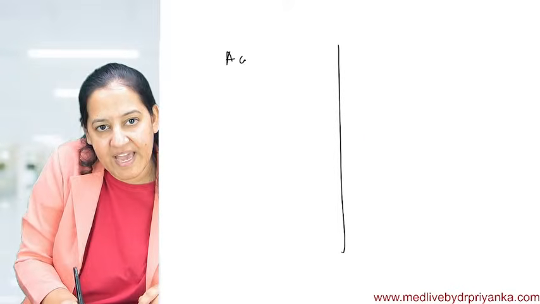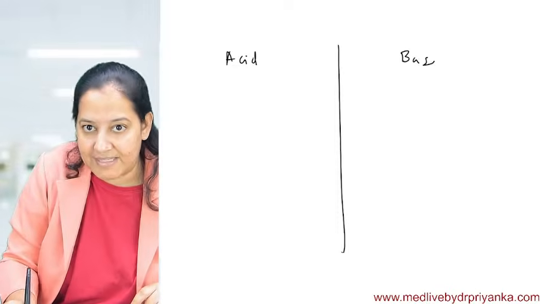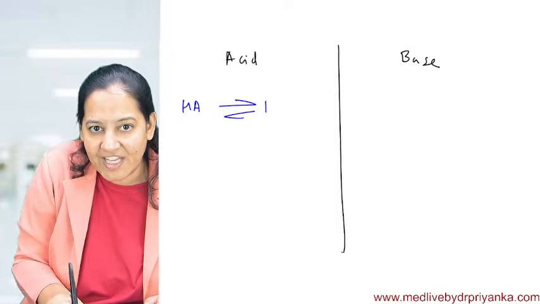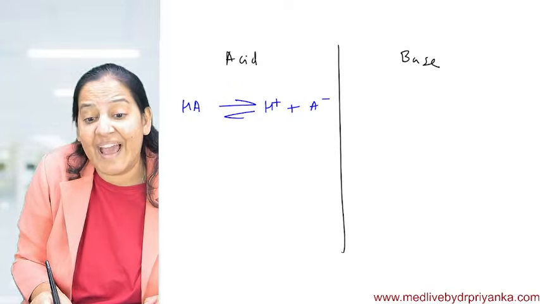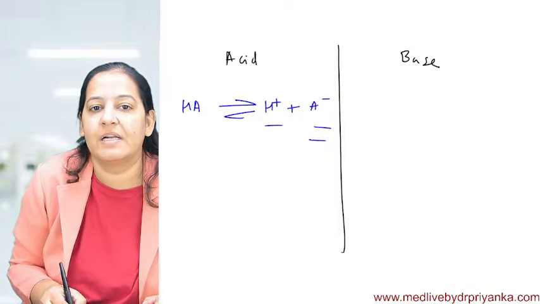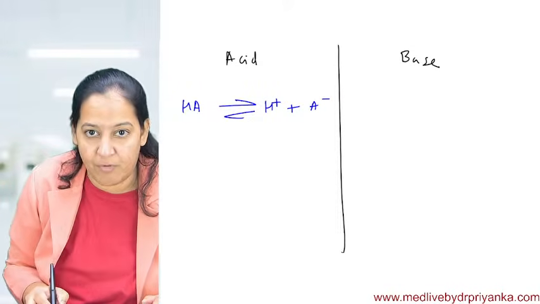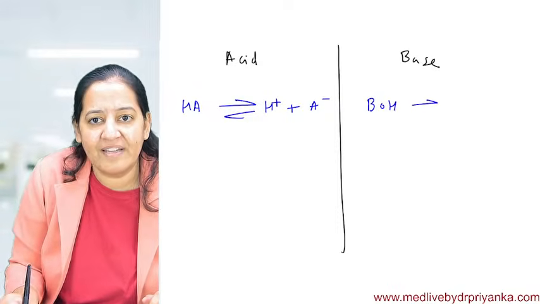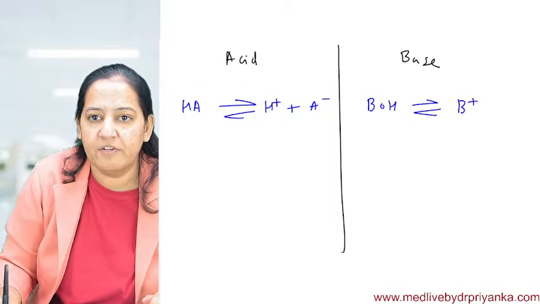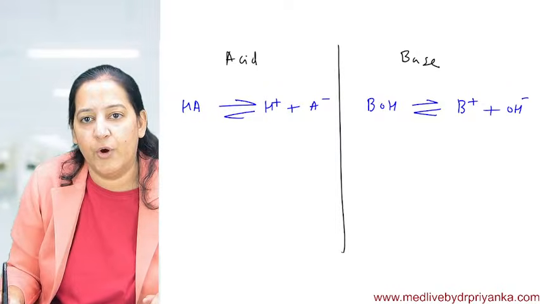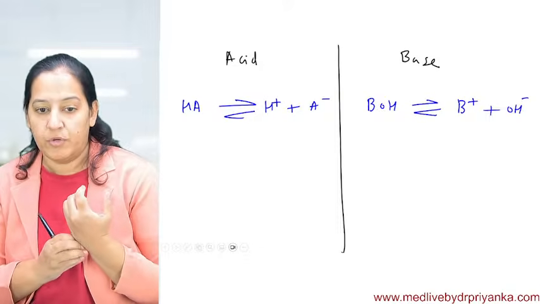Both of them are getting ionized. This side I will take the weak acid, this side the weak base. The formula of acid is HA. How will it get ionized? H positive and A negative, like HCl: H positive, Cl negative; like HNO3: H positive, NO3 negative. So one cation and one anion are formed. You know what a cation and anion are, at least. The base is BOH. How does it get ionized? B positive and OH negative, like NaOH: Na positive, OH negative; like KOH: K positive, OH negative. Now you are getting my point.